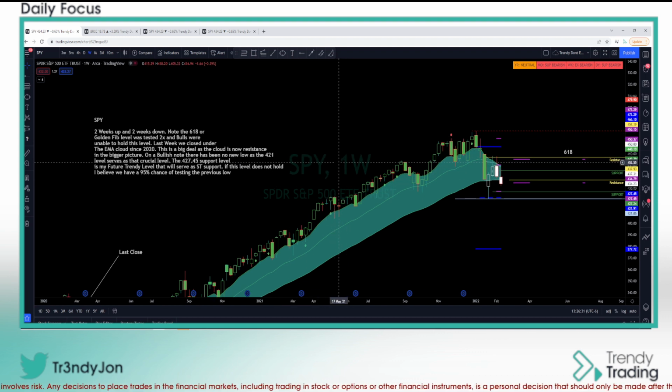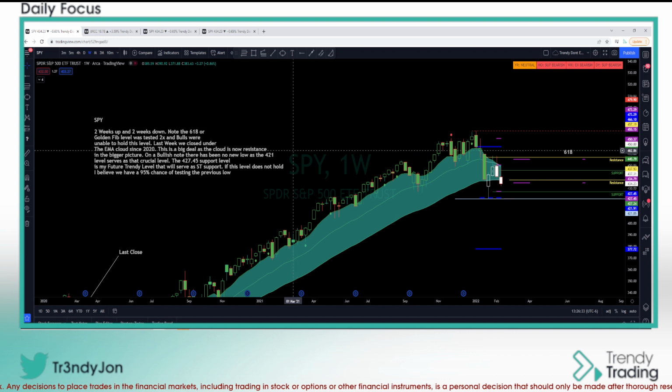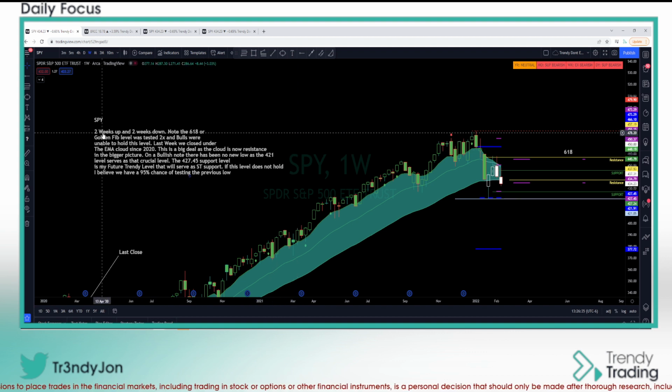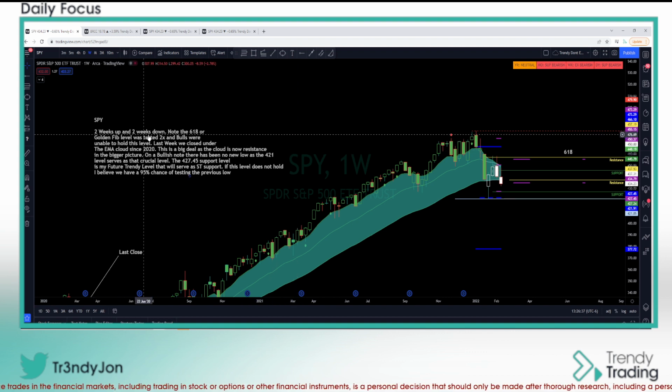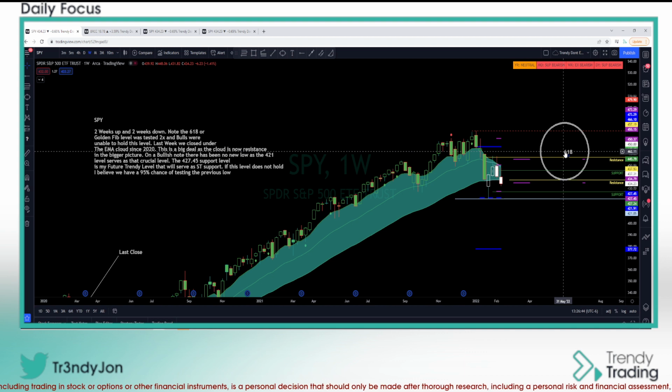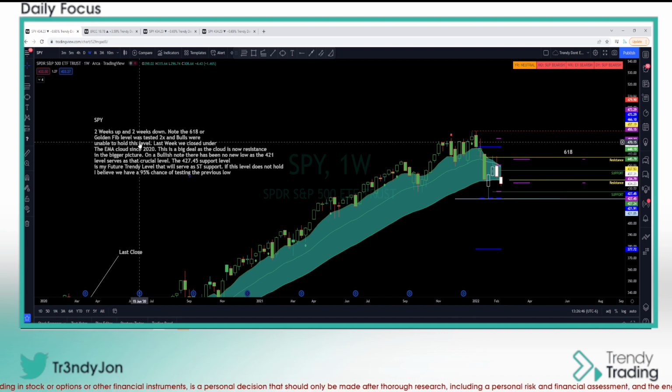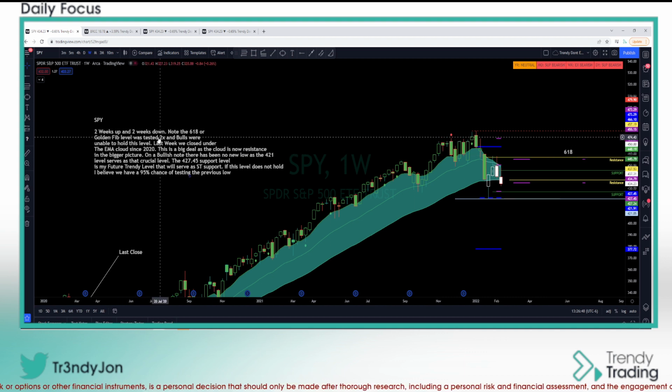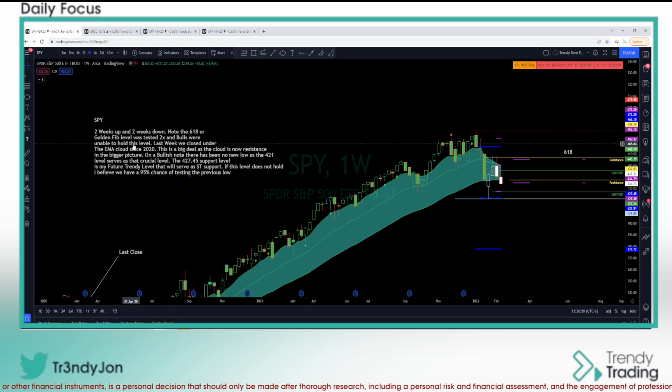So the SPY, what I'm looking at here is a weekly. There's a lot of things that I want to point out, but first, let's go ahead and read this. Two weeks up and two weeks down. Note that the 618, that's going to be this yellow line, or the golden Fibonacci level, was tested two times during this period, and bulls were unable to hold this level.